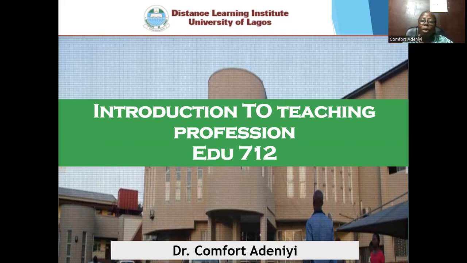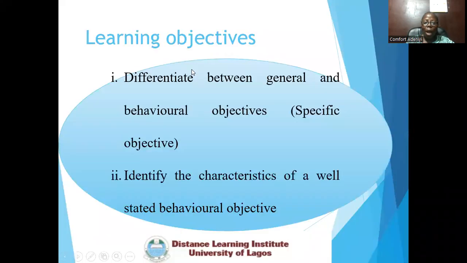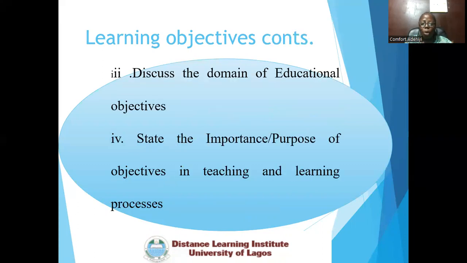Today, we shall be considering the topic, categories of learning objective in teaching and learning process. That is categories of objective in teaching and learning process. At the end of this lesson, you should be able to: 1, differentiate between the general and specific objectives. 2, identify the characteristics of a well-stated behavioral objective. 3, discuss the domain of educational objectives. 4, state the importance and purpose of objective in teaching and learning process.